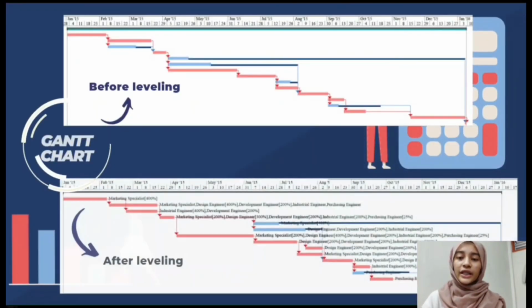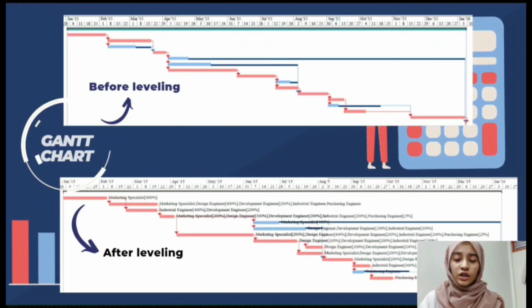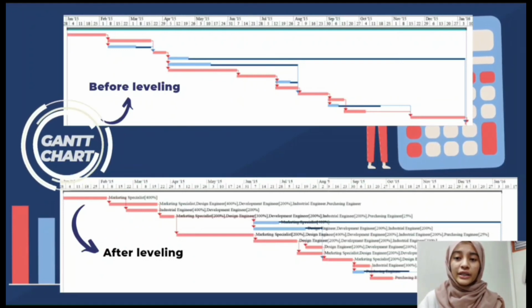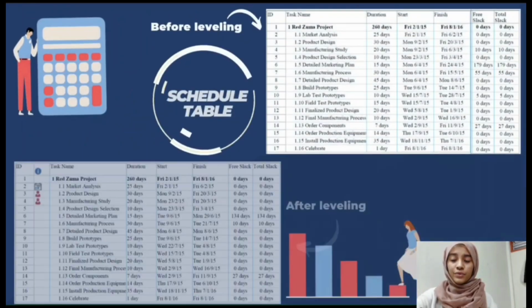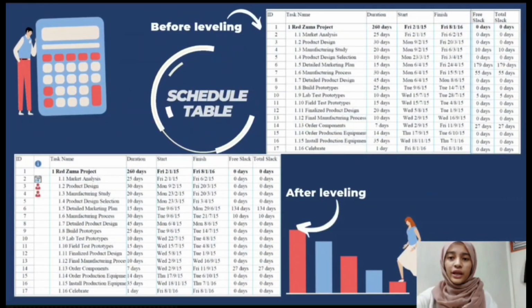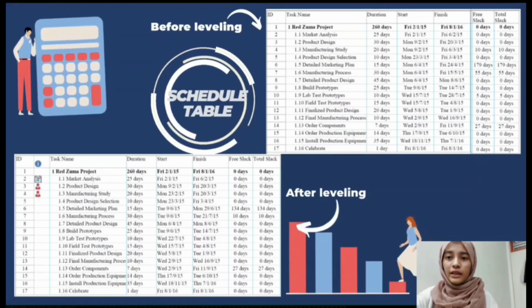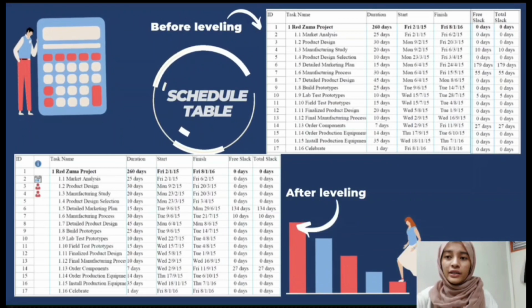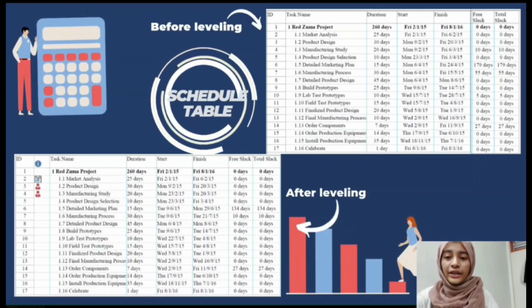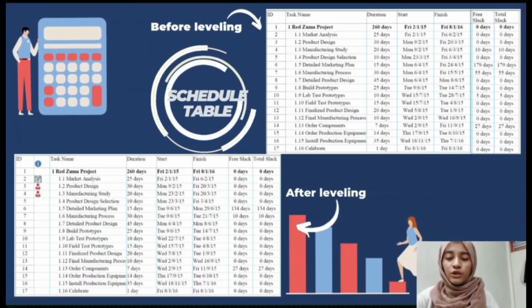So as we can see in this Gantt chart, before leveling and after leveling, the activities in the critical path have changed, as the critical path is in red color. And from this schedule table, the free slack and total slack before leveling have changed after we level within the slack. The detailed marketing plan had a total slack of 179 days, but after we level within the slack, it has decreased to 134 days.